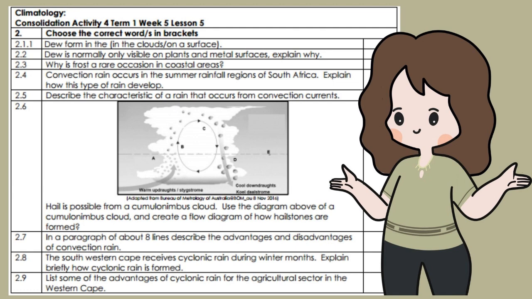2.7 In a paragraph of about 8 lines, describe the advantages and disadvantages of convection rain. 2.8 The Southwestern Cape receives cyclonic rain during winter months. Explain briefly how cyclonic rain is formed. 2.9 List some of the advantages of cyclonic rain for the agricultural sector in the Western Cape.